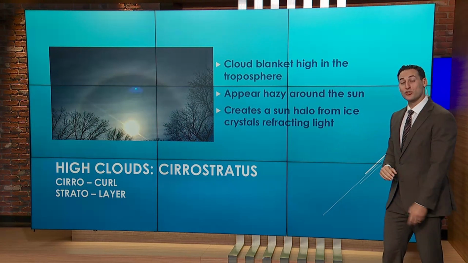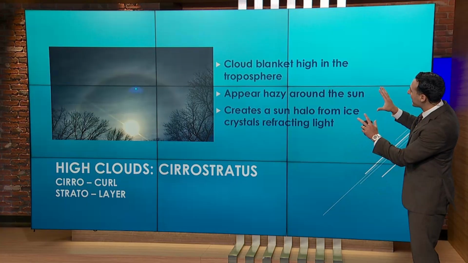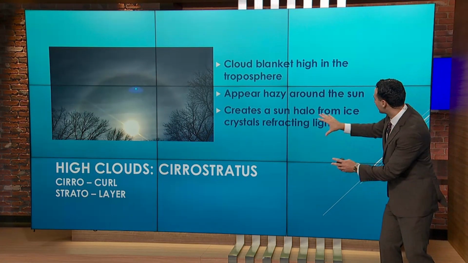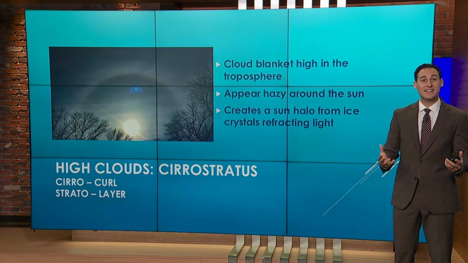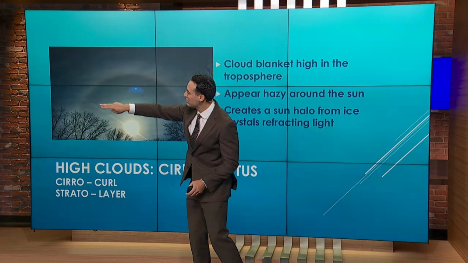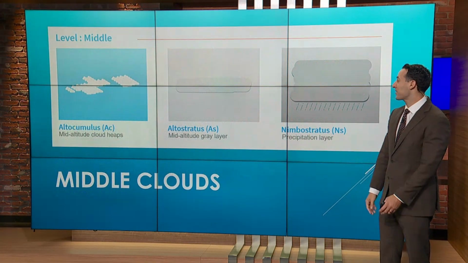Now you also have cirrostratus, which has its own unique features. These are clouds that are like a blanket high in the troposphere, and they appear hazy around the sun. Creates a sun halo from the ice crystals refracting that light. Again, these are high enough that this is all ice crystals, so if you ever noticed it looks like a rainbow around the sun, that's because of cirrostratus clouds.